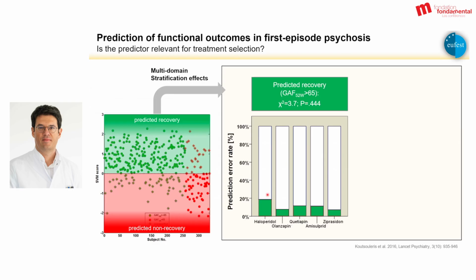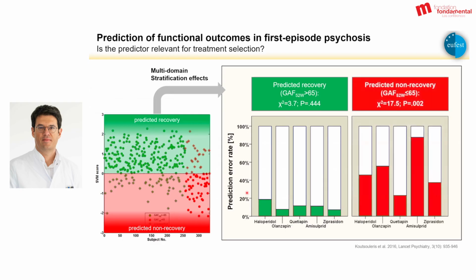Here you see the patients with a predicted recovery or a GAF greater than 65. And this is the prediction error rate, the misclassification likelihood, if a patient was treated with haloperidol, olanzapine, quetiapine, amisulpride, or ziprasidone. And you see that there was not a lot of difference. There was no significant difference between these different groups. The story, however, changed completely when we looked at the patients with a predicted poor outcome.